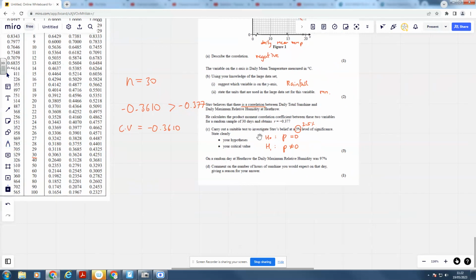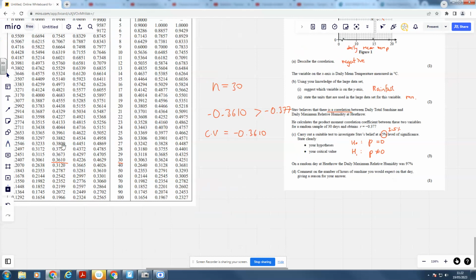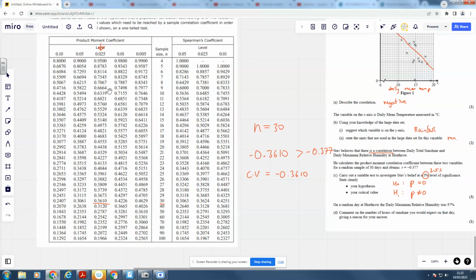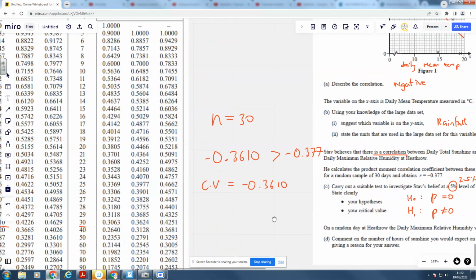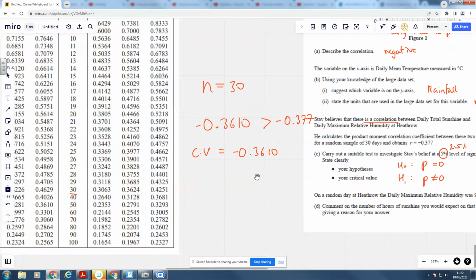There's two ways of doing these. You can either make this positive or you can make this negative. Yeah, they like using a negative because they know that the table's just full of positive values, and so it confuses people. Now, we've already dealt with the fact that it's two-tailed, and we've used the 2.5% value.